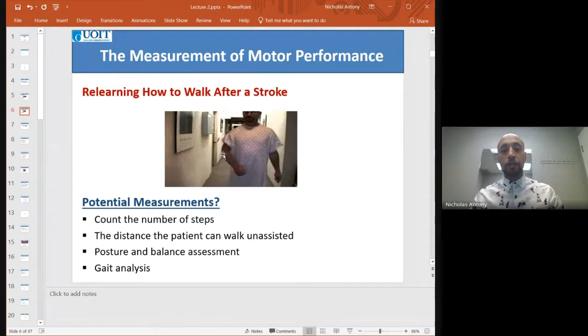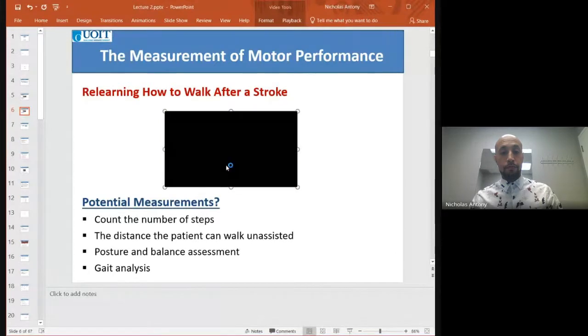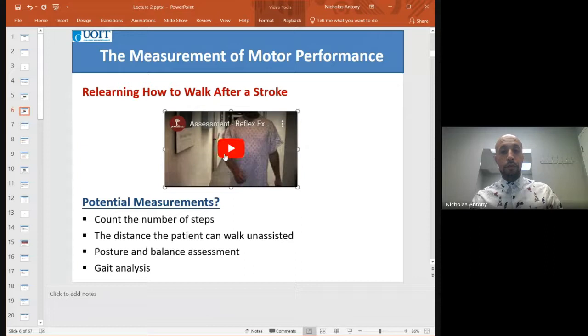Now let's watch this guy. Okay, so walking would also be a motor skill. Now, in this case, we're evaluating someone's detriment in performing a motor skill, in this case walking, as a result of a neurological impairment, or they had a stroke in this case.